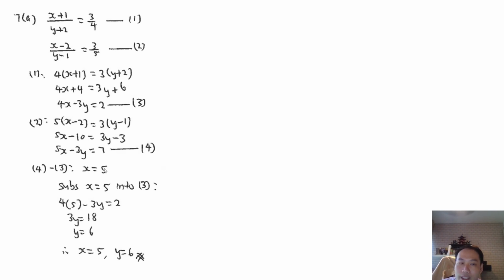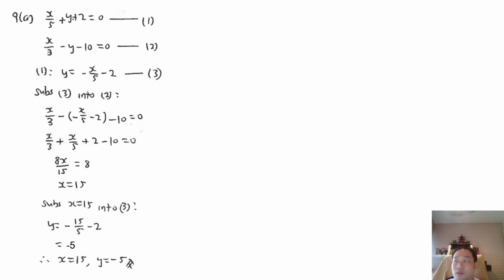And then we need to get y. So substitute into any of the earlier equations. In this case, we'll go into equation 3, right? Why not, right? So substitute x equals to 5 into equation 3. We have 4x. Okay, replace the x with what? 5, minus 3y equals to 2. Simplify, we get y equals to 6. Finally, good habit, write down, therefore, x equals to 5, y equals to 6 as the final statement over here. Okay, so that's question 7.